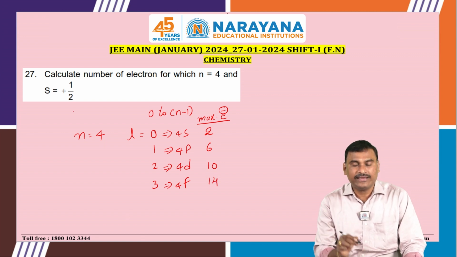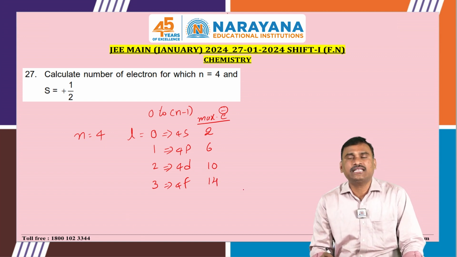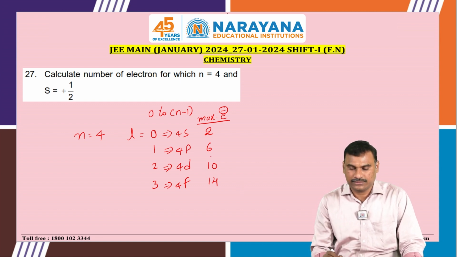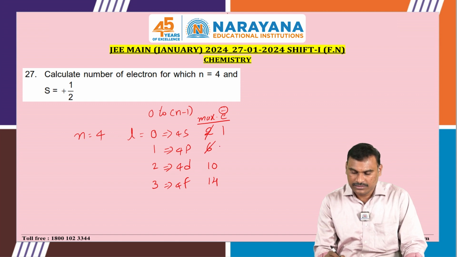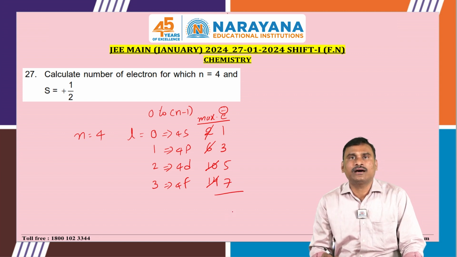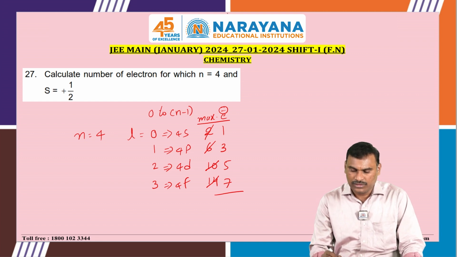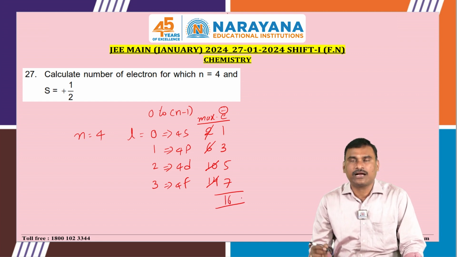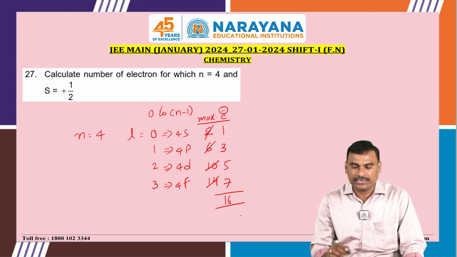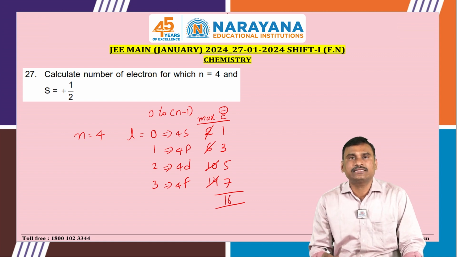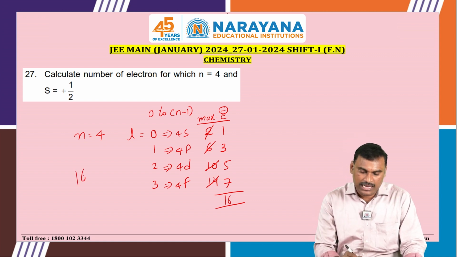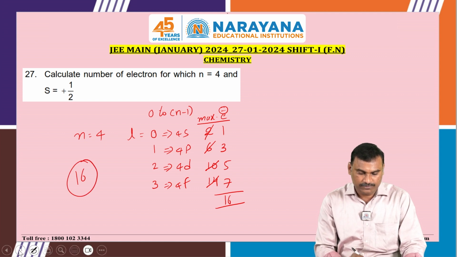But in the given option, only s equal to plus half is asked. That means clockwise spin, that is 1, 3, 5, 7. That is half of each subshell has s equal to plus half. Therefore, the total number of electrons that can be accommodated for n equal to 4 with s equal to plus half is 16. Therefore, the answer should be 16, students.